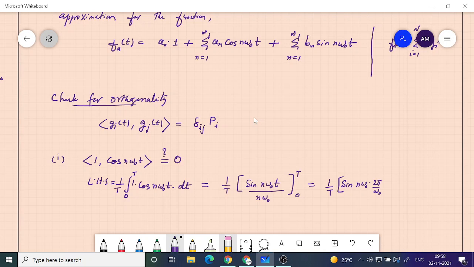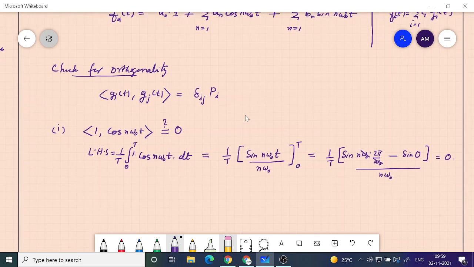I put small t equal to capital T. Instead of putting capital T, I put 2 pi by omega naught, minus sin 0. Okay, so there is again some constant here, n omega naught. Now look at this. This omega naught cancels. Sin n 2 pi is what? 0. And sin 0 is also 0. So it's 0 minus 0, and therefore it is equal to 0.